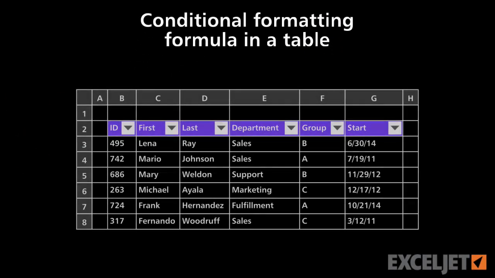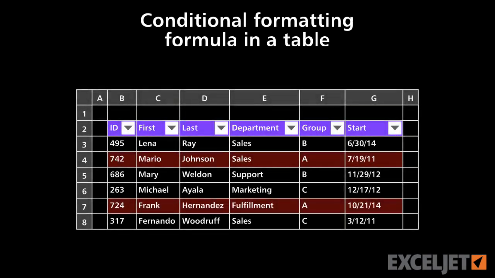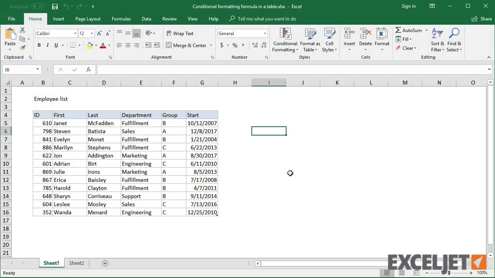In this video, we'll look at how to apply conditional formatting to a table with a formula. Here we have a table that contains employee data. Let's say we want to highlight people in this table who belong to Group A.